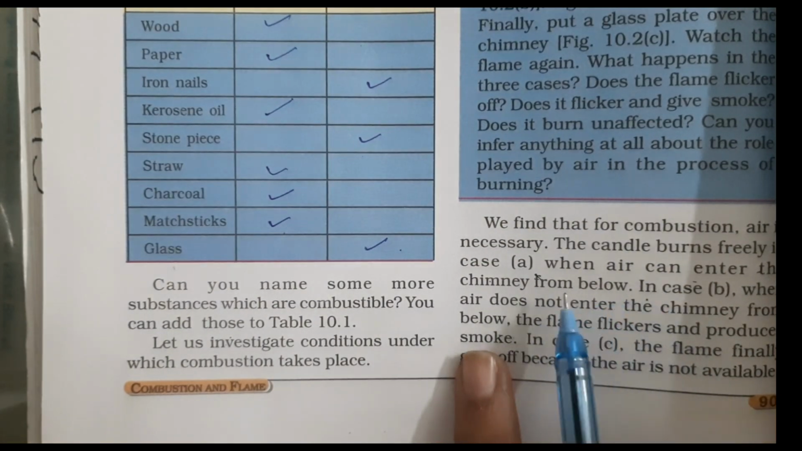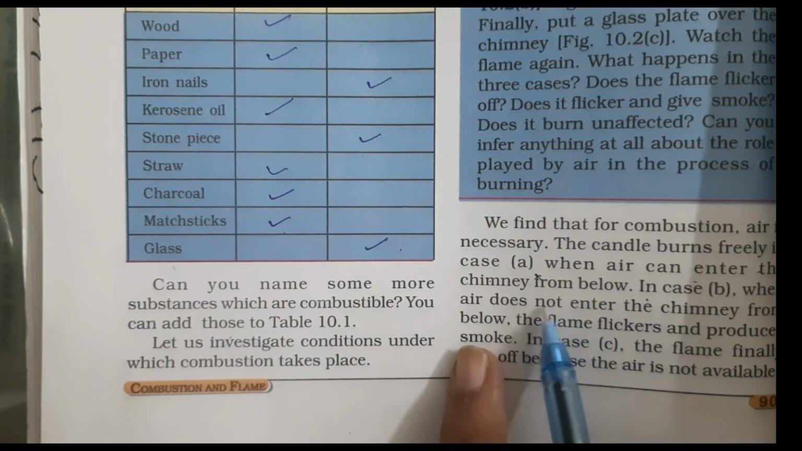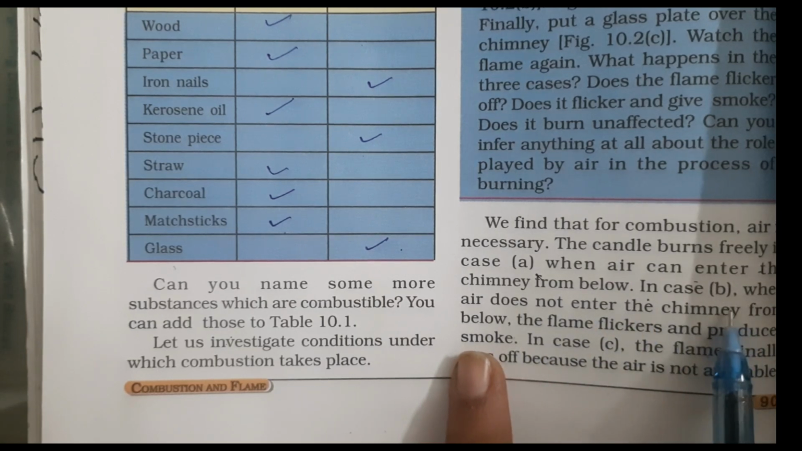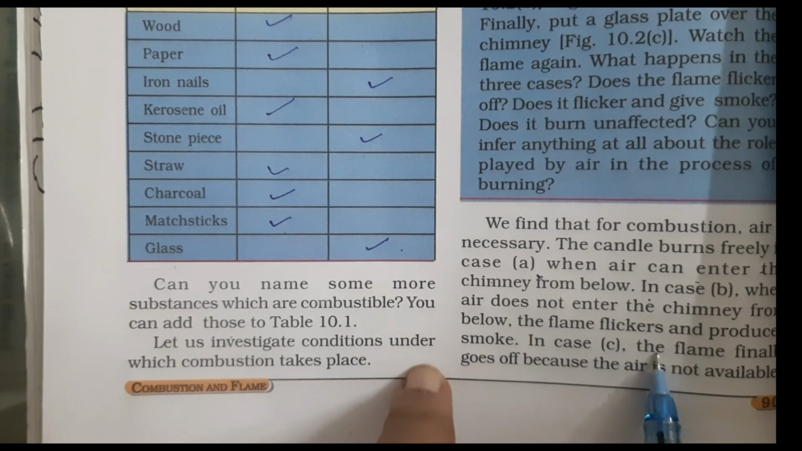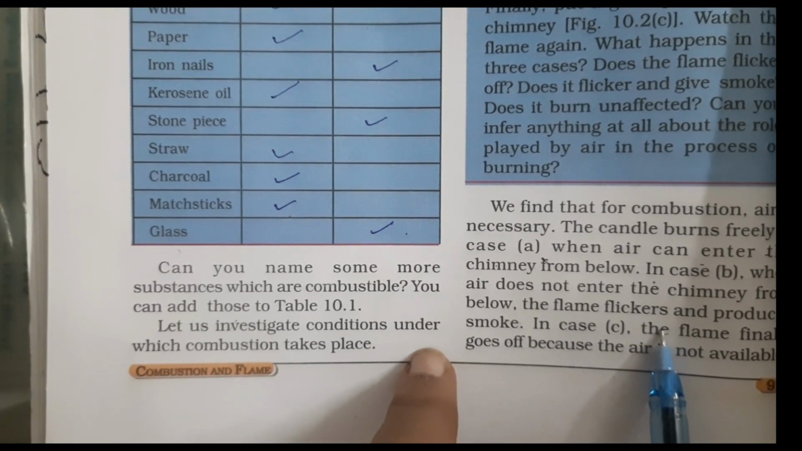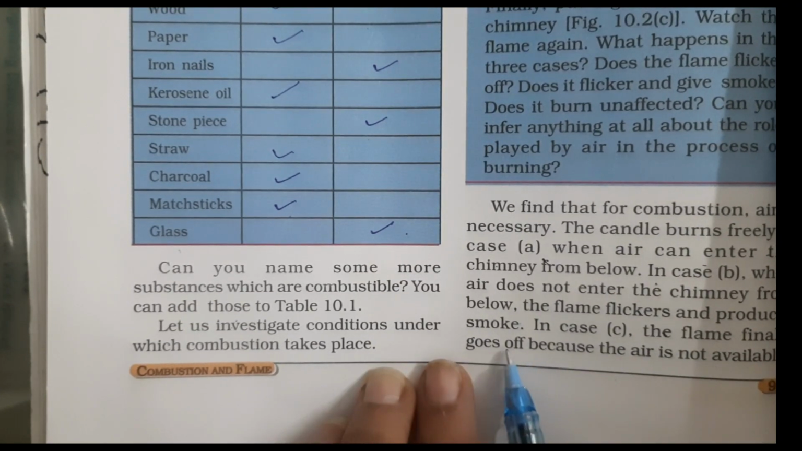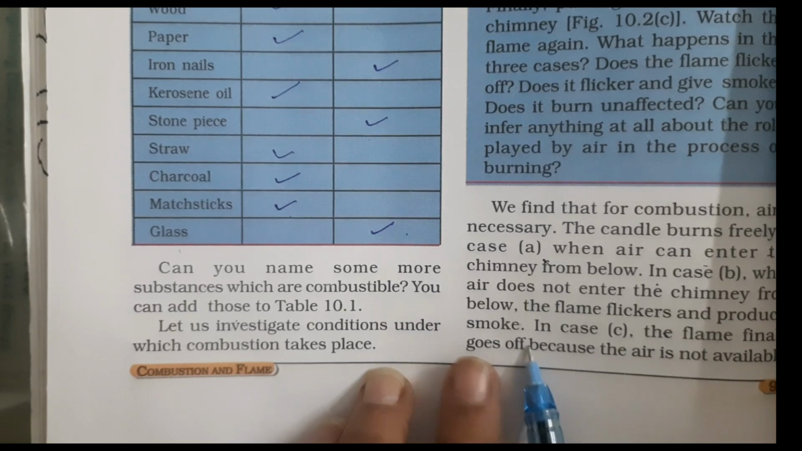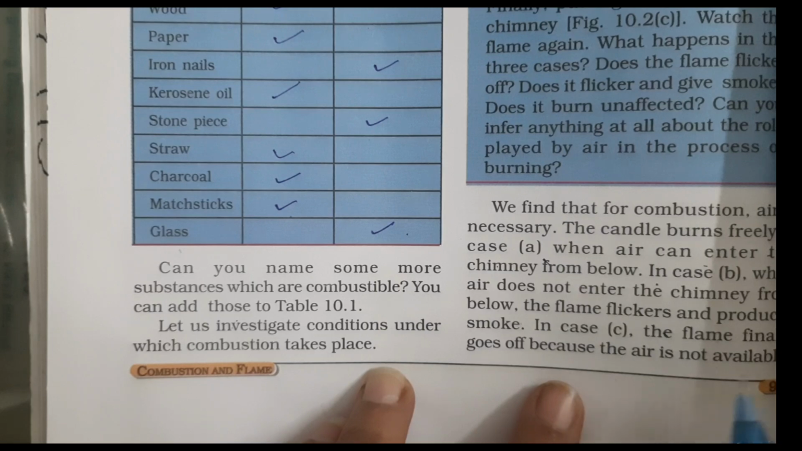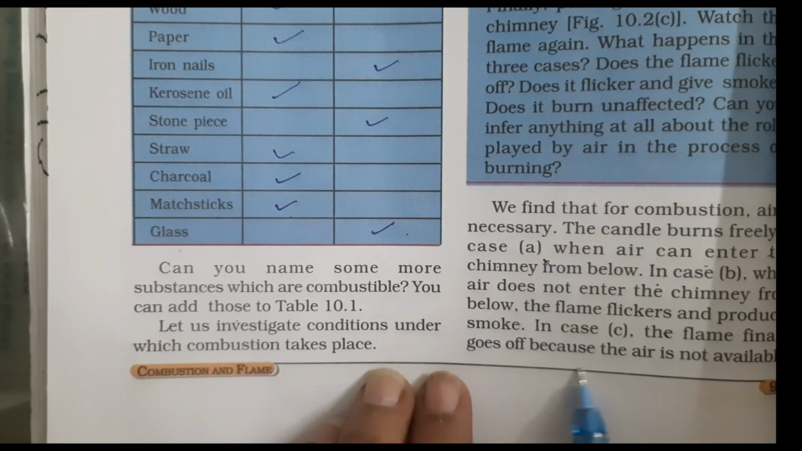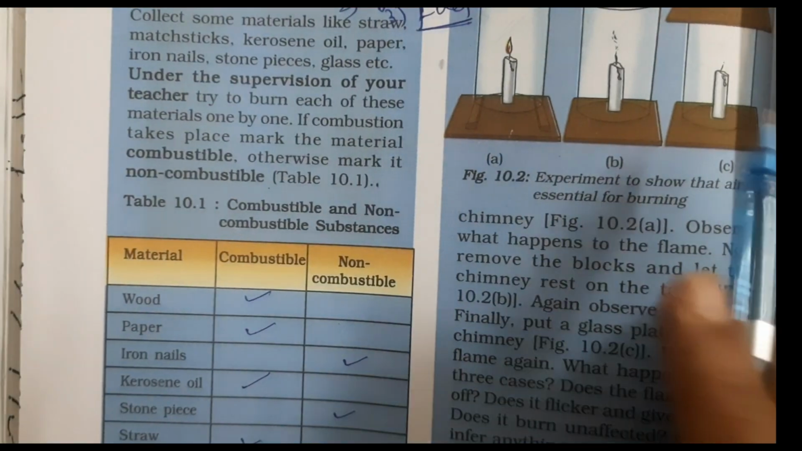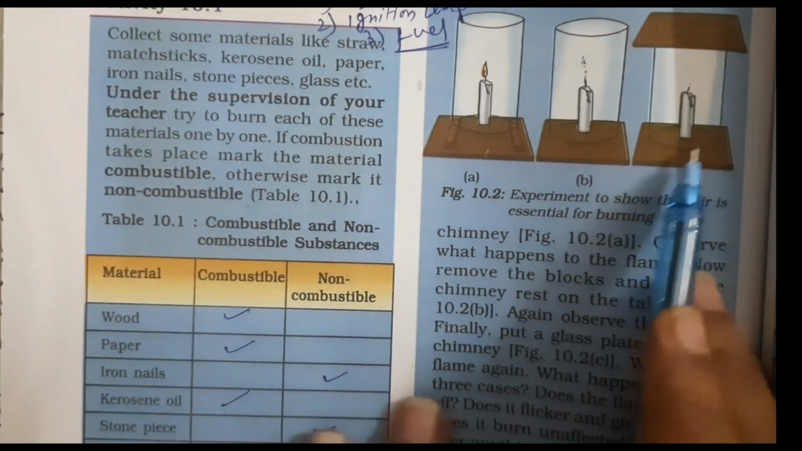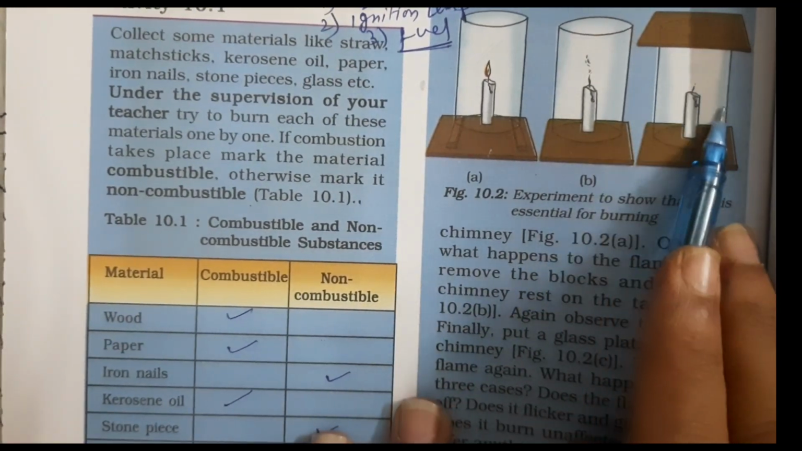Now the first case, where the air can enter the chimney from below. In case 2, that is B, when air does not enter the chimney from below, the flame flickers. Flickers means it will become weak and finally produce smoke. So it will put off and then smoke will start rising. In case C, the flame finally goes off because the air is not available. So we can see here in the third one, the flame will again put off as no air is there.